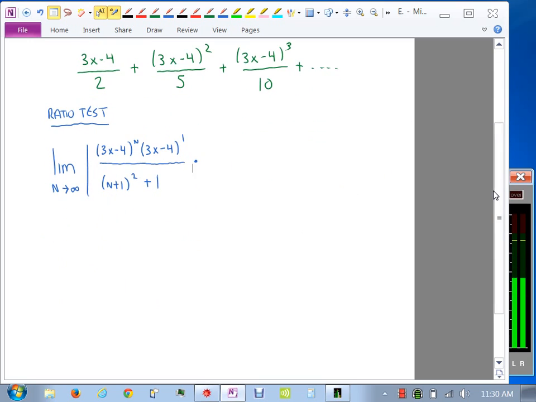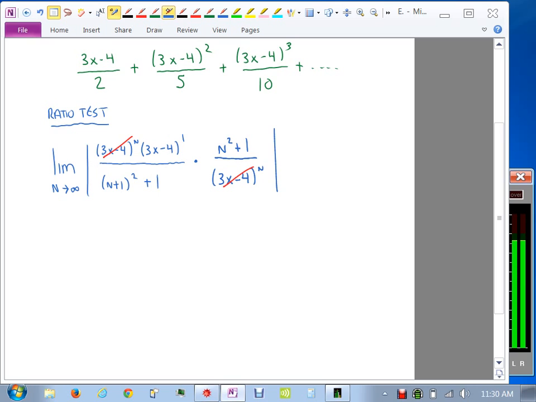so this part right here is just my a sub n plus 1, right? Times now the reciprocal of a sub n, which was n squared plus 1 over (3x minus 4) to the what? N. Okay. Any questions? We're good? Cancellation that we get here is pretty nice. Well, it's actually not that nice. It's all right. It's just one thing, one factor.